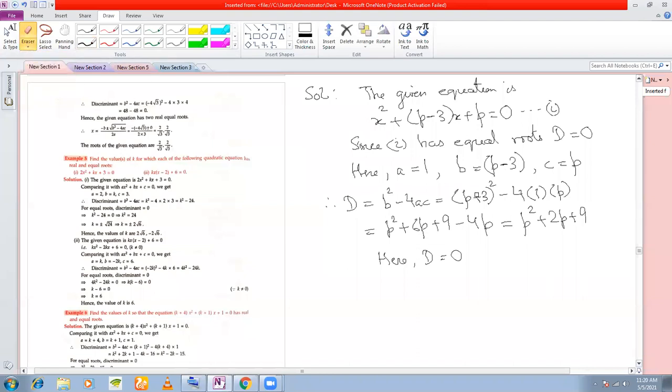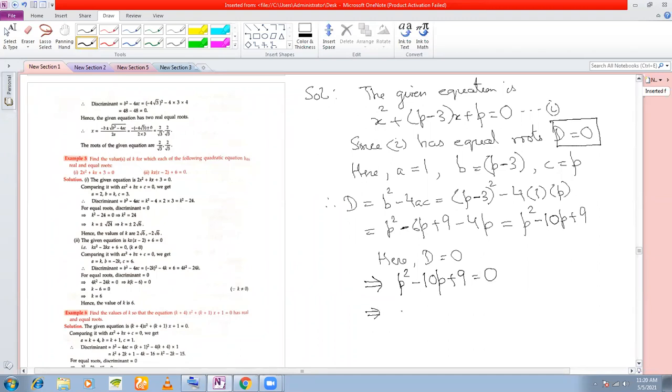Okay. So when you're finding out the discriminant, this becomes p minus 3 whole square for b square and minus 4ac term you have. So this becomes minus 6p. So minus 6 and minus 4 combined to give you a minus 10p. Okay. So that is what you're getting. Since it is given to you that the roots are equal, that means you know that the discriminant must be equal to 0. So that means you have p square minus 10p plus 9 is equal to 0.